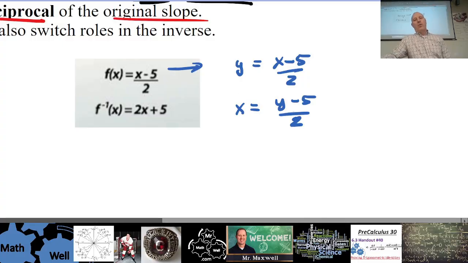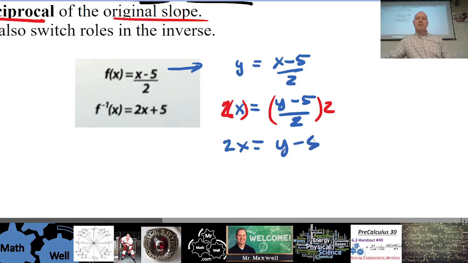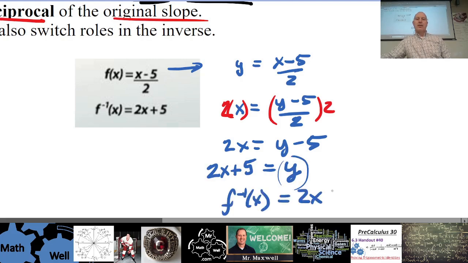So what I want to do now is I want to solve for y. So watch carefully. I'm going to multiply by 2, both sides. Now I'm going to end up with 2x equals y minus 5. And finally, I'm going to add 5. So I have 2x plus 5 equals y. And I'll replace this y with the f to the negative 1 of x. 2x plus 5. Okay? And so it does check out.